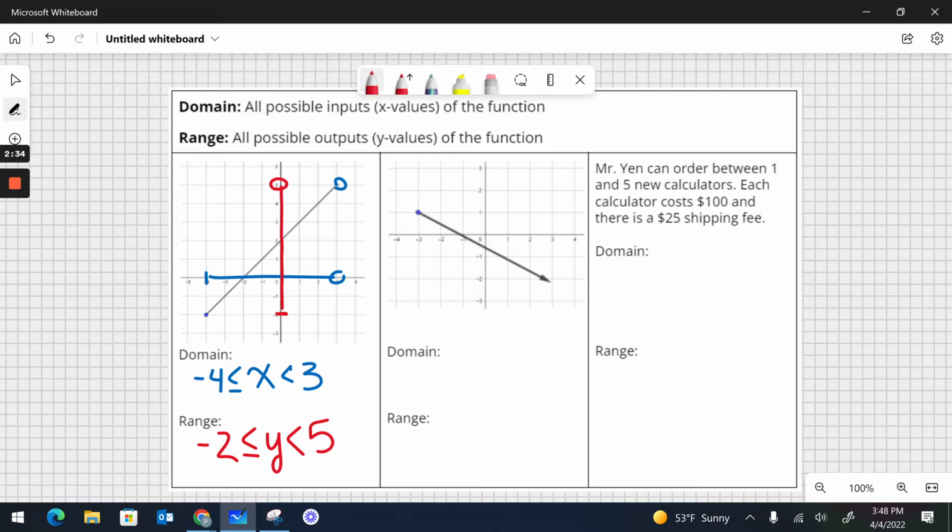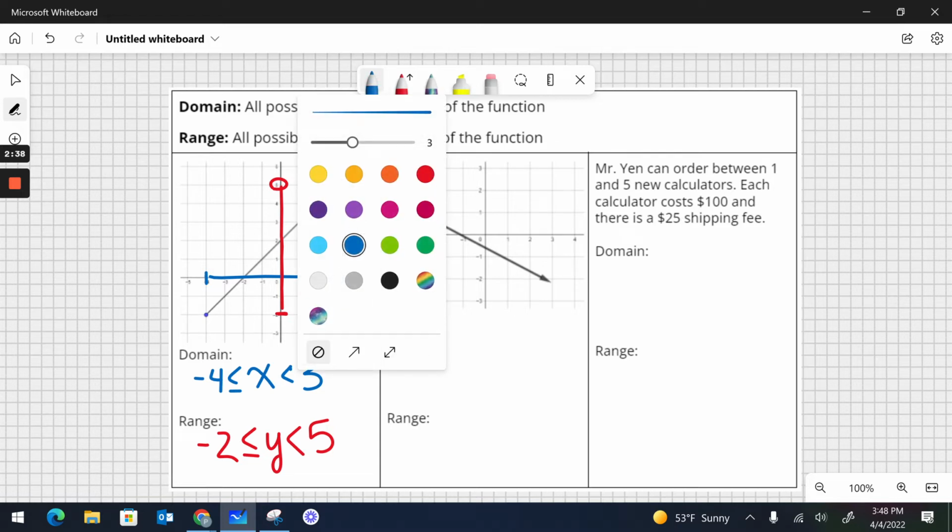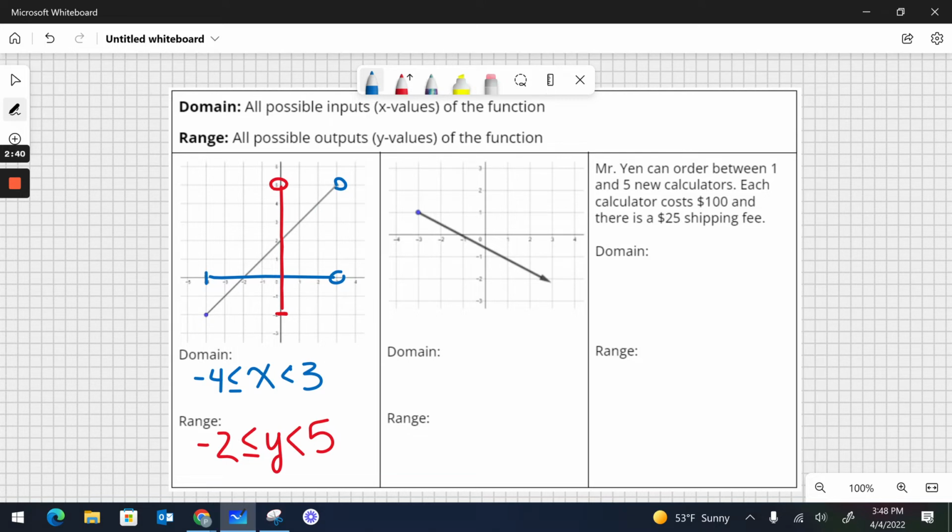Looking at the next example, domain. So we're looking how far to the left and how far to the right this goes on the x. The furthest to the left it goes is to an x of -3, right here. And then the line goes to the right, and based on this arrow, it goes to the right forever. So I'm going to say that the domain is all x values greater than or equal to -3.